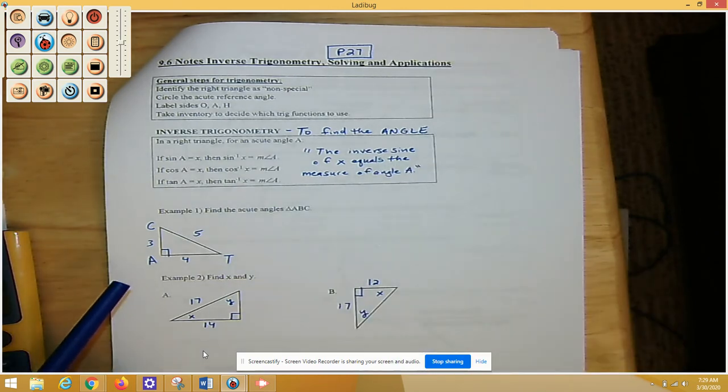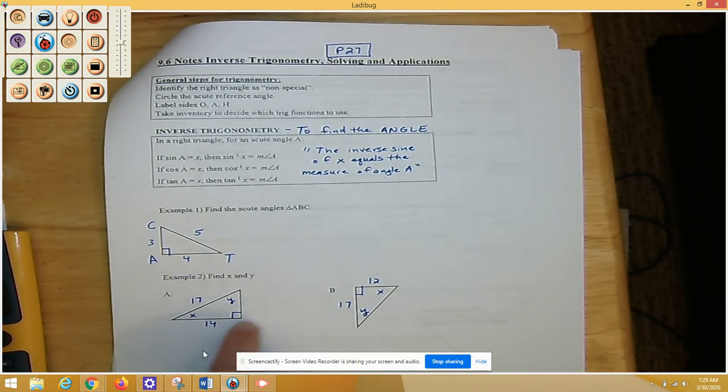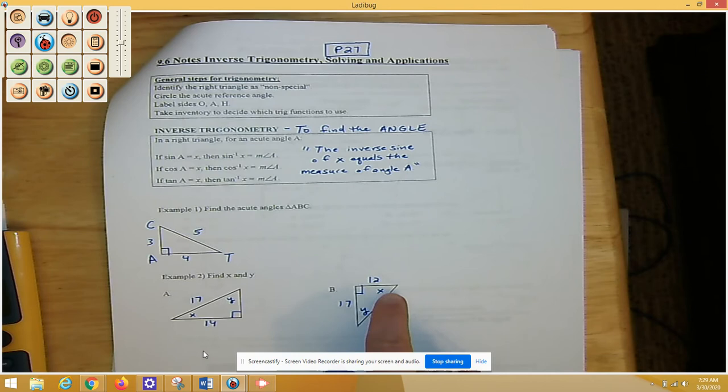And then example 1 here is triangle CAT with the sides 3, 4, 5. Example 2, letter A, the acute angles are X and Y. All three of these are right angles. And then the hypotenuse in letter A is 17. This leg is 14. And then over here, the legs are 12 and 17. And then the angles are X and Y degrees.